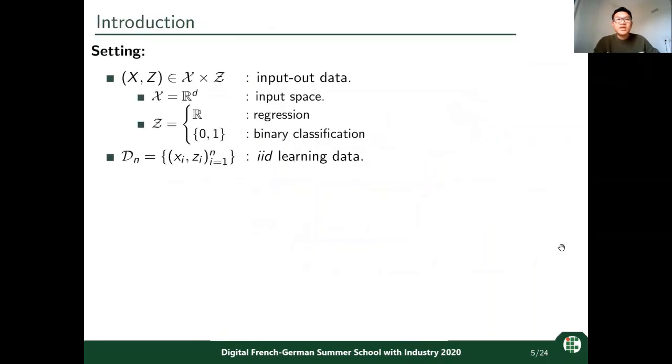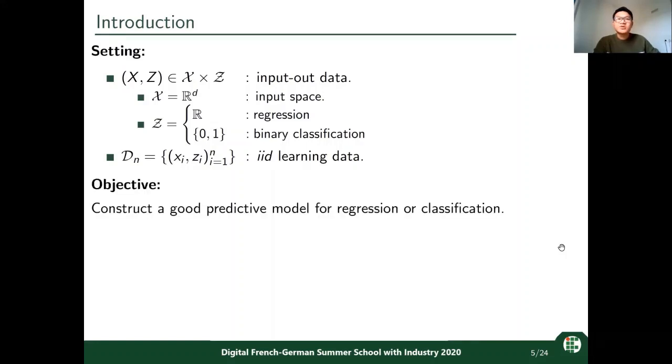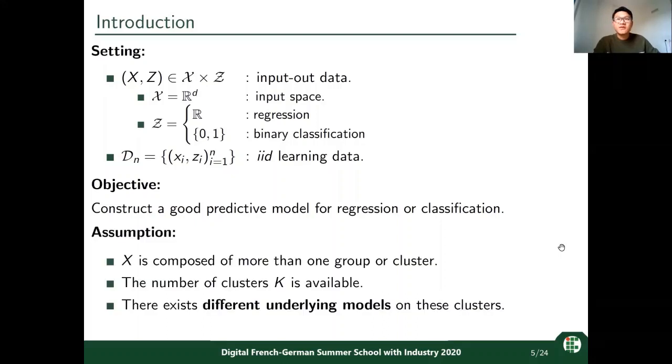With the standard setting, let's denote X and Z the input and output data. The input X is assumed to be in R^D, and Z is either in R for a regression problem or in {0, 1} for binary classification. And D_n is the training IID data of size n. The objective is to construct a good predictive model for regression or classification adaptively to this kind of data set, or more specifically under the following assumptions.